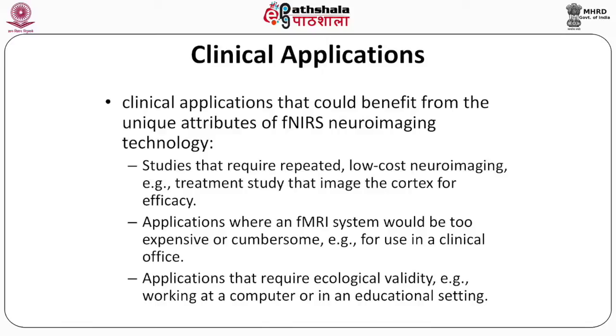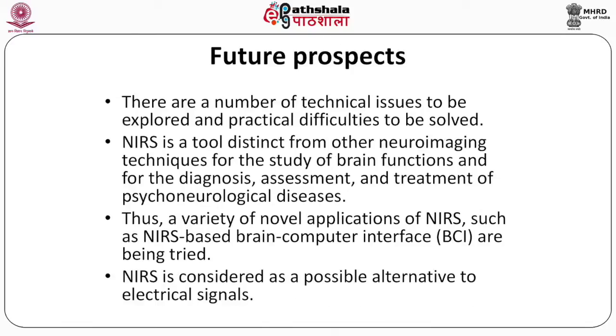Okay, so we have talked about the principles, the apparatus setting, the system types, and we have seen where we can use the FNIRS. Now, since it is a newer technique as compared to the other imaging techniques, let us talk about some future aspects of this functional near infrared spectroscopy. There are a number of technical issues to be explored and practical difficulties to be solved. NIRS, that is near infrared spectroscopy, is a tool distinct from other neuroimaging techniques for the study of brain functions and for the diagnosis, assessment and treatment of psychoneurological diseases.